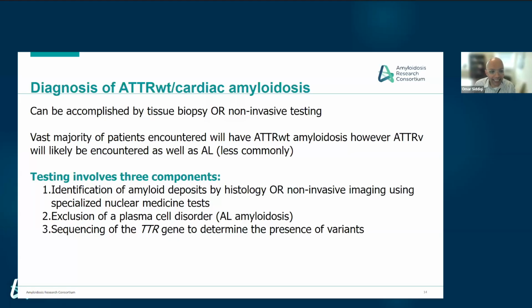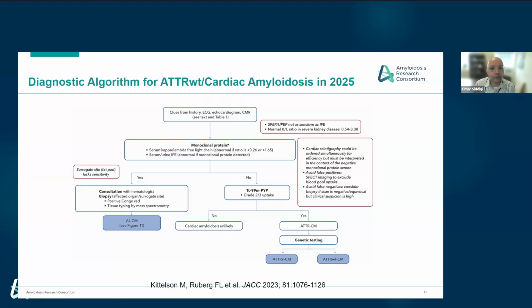So we have to identify the presence of amyloid deposits either by biopsy or nowadays by non-invasive scanning, something called a pyrophosphate scan, a nuclear medicine scan that can tell you if there's ATTR amyloidosis in the heart. We have to make sure the patient does not have AL amyloidosis, and then we perform gene sequencing to make sure that they have wild type and not hereditary disease. And this is basically our algorithm in 2025 for diagnosing amyloidosis. It's actually borrowed from a paper written by Dr. Kittleson and my mentor, Dr. Ruberg in Boston.